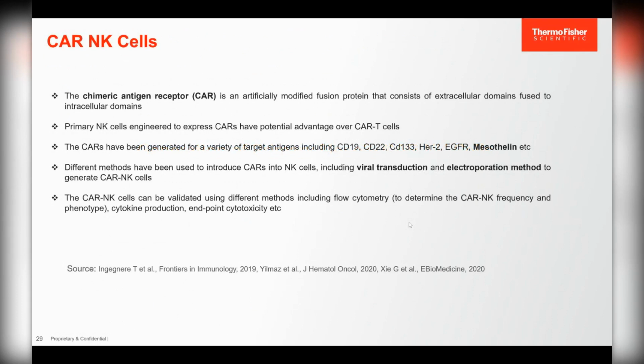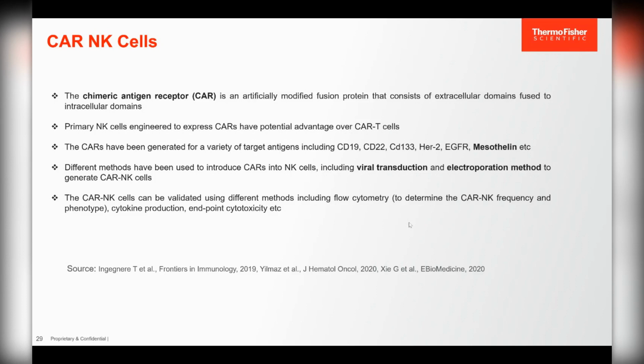This is a little background on CAR NK. The chimeric antigen receptor is an artificially modified fusion protein that consists of an extracellular domain fused to an intracellular domain, and primary NK cells engineered to express CAR have potential advantages over CAR T cells. CARs have been generated against a variety of different target antigens, including CD19, CD22, and so on, and mesothelin. I highlighted mesothelin; I'm going to discuss the mesothelin CAR here.